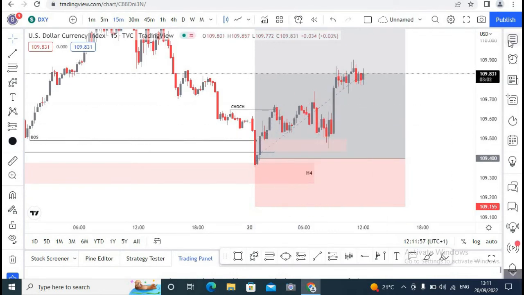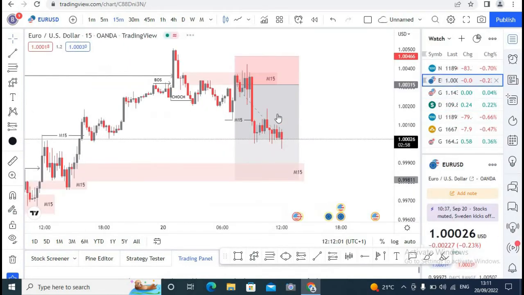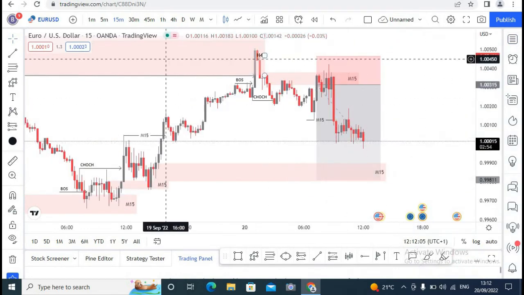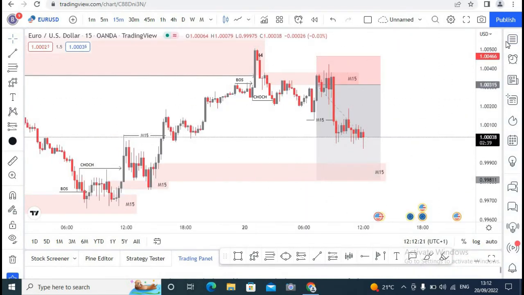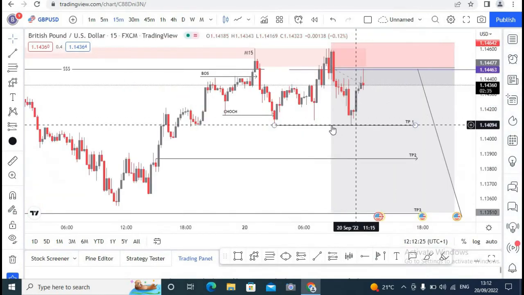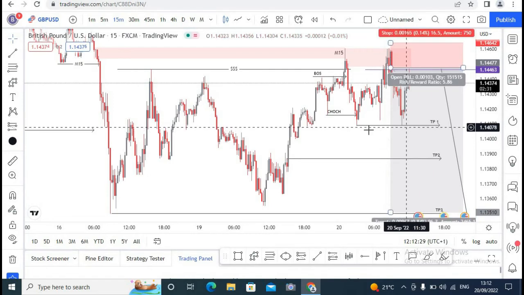So that's why I took a sell order on euro, something like that, guys, right? Something like this. As well, we took a trade on GU, right? We took a trade on GU. So our first take profit was hit, as you can see.